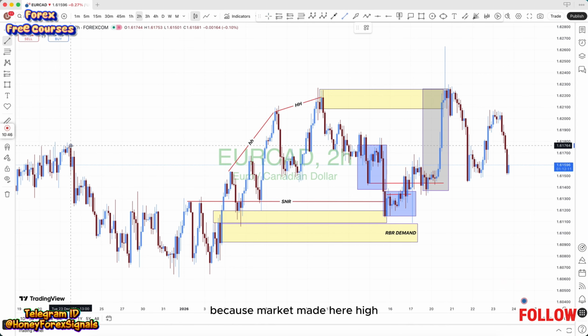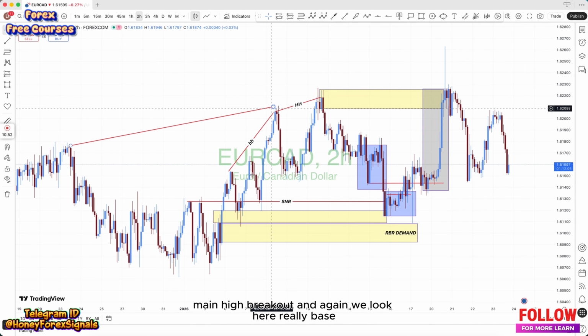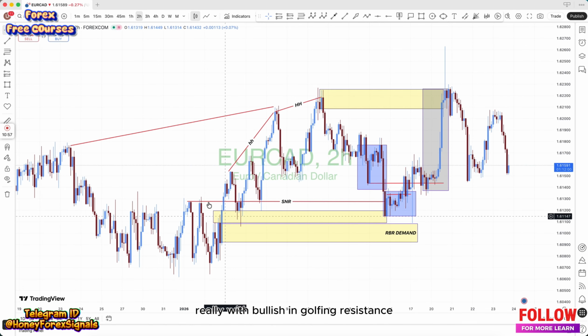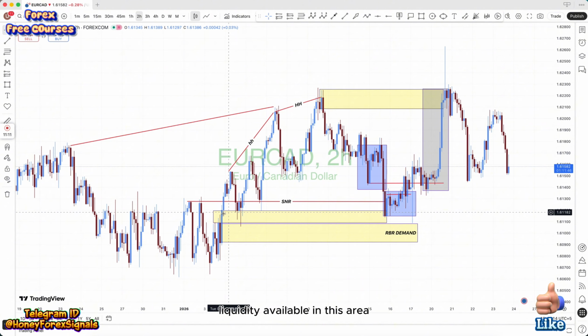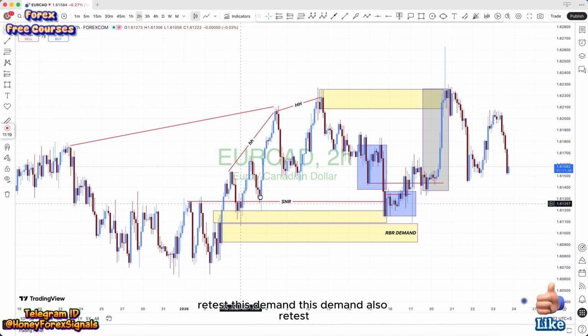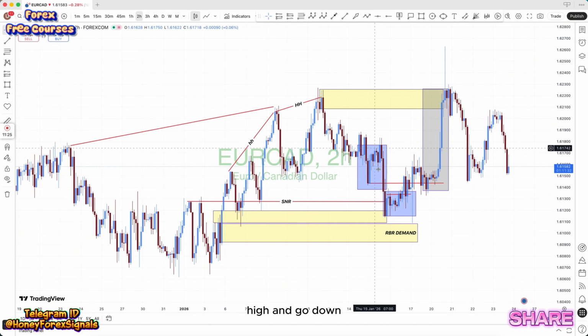Because the market made a higher high here, broke the main high, and again we look here: rally base rally with bullish engulfing, resistance support, SNR area. Look here, the market again makes a higher high. If we look at the method in SMC, liquidity is available in this area. This demand has already been retested three times. The market retests this demand, also retests this one, makes a higher high here and goes down.